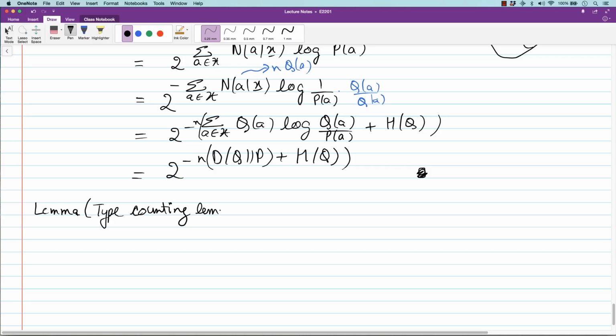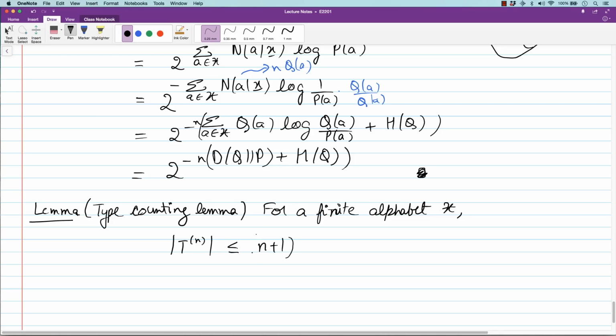First we'll note this result, and then we'll show something else using this property. Type counting lemma. So how many types are there for a finite alphabet? Of course, we are only looking at finite alphabets. This method is only for finite alphabets. The number of types that you can have. This is a combinatorial question. How many types can you have? And this is no more than n plus 1 to the power cardinality of x minus 1.